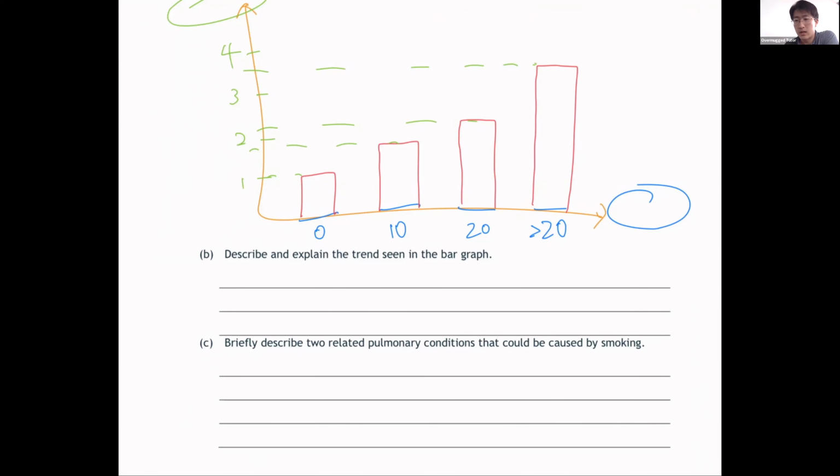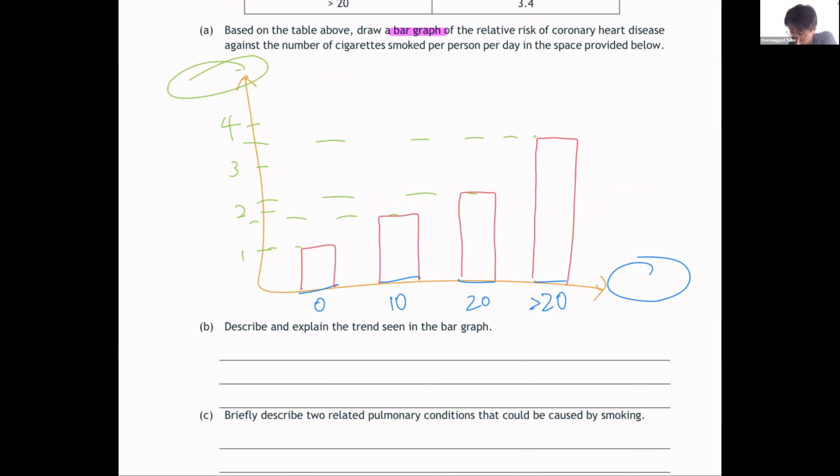Kanisha, what do you think? Data. So what kind of data do you want to put in over here? Greater than 20 to 0, 2.4. Okay, so describe and explain the trend seen in the bar graph.